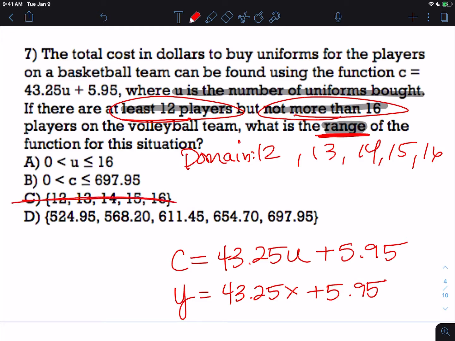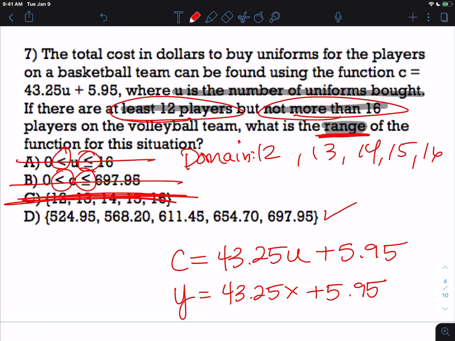So I look at this and I'm like, that can't be correct. Now, here's the other thing. I know that because my domain looks like this, that these are going to be dots because I can't buy half of a uniform. So I automatically know this is a discrete function. Can't have these because those are for continuous functions. So this has got to be my answer.